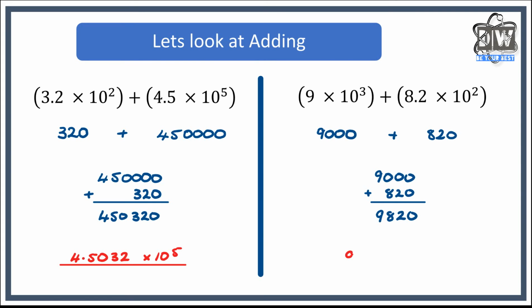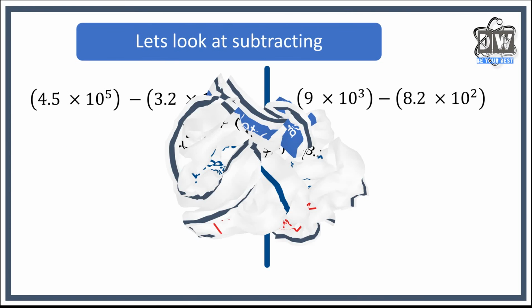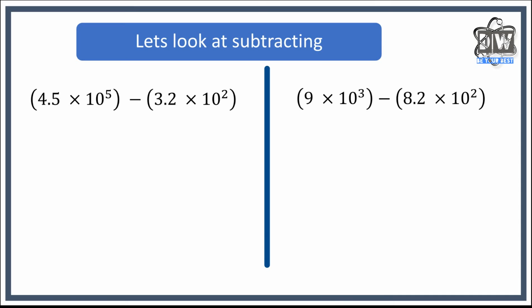And we're going to put that back into standard form. So remember, the decimal place is going to go from here to 1, 2, 3 there. So our answer would be 9.82 times 10 to the power of 3. Underline it there. The next slide is going to be minuses. So we do exactly the same thing, but rather than adding, we subtract.